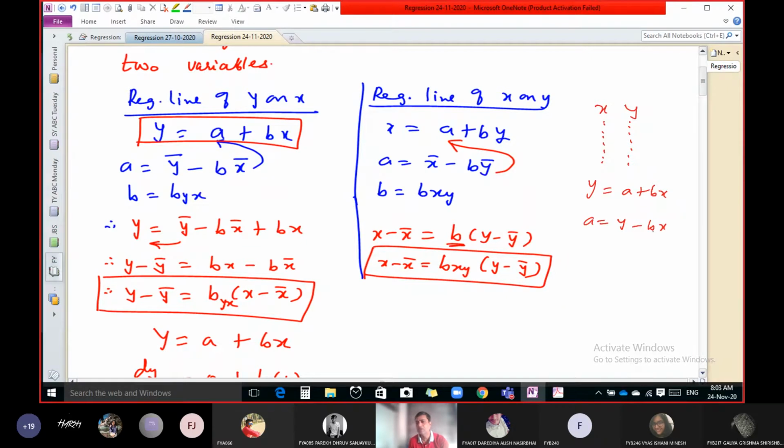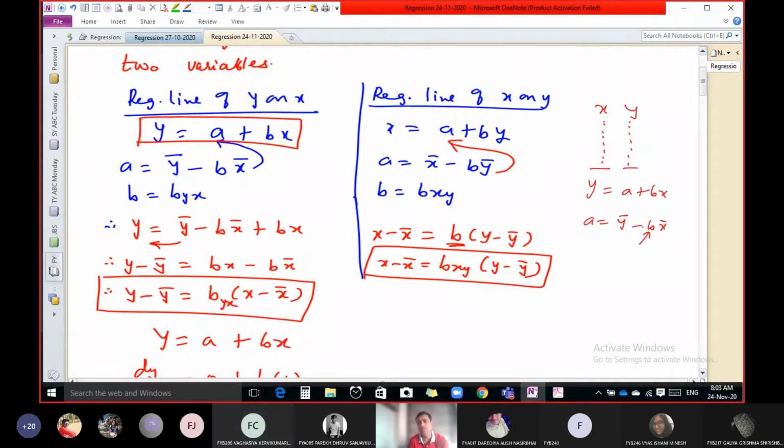But the question is, which values of x and y should we use, because we have a number of values of x and y. So let us take the average values of x and y, which are denoted by x bar and y bar. Now x bar and y bar are very easy to calculate using the data. Now the question is how to calculate b.